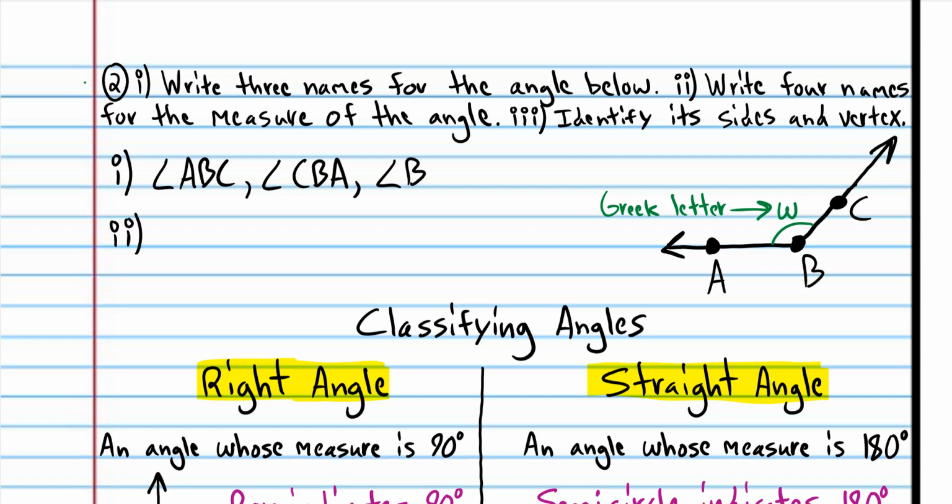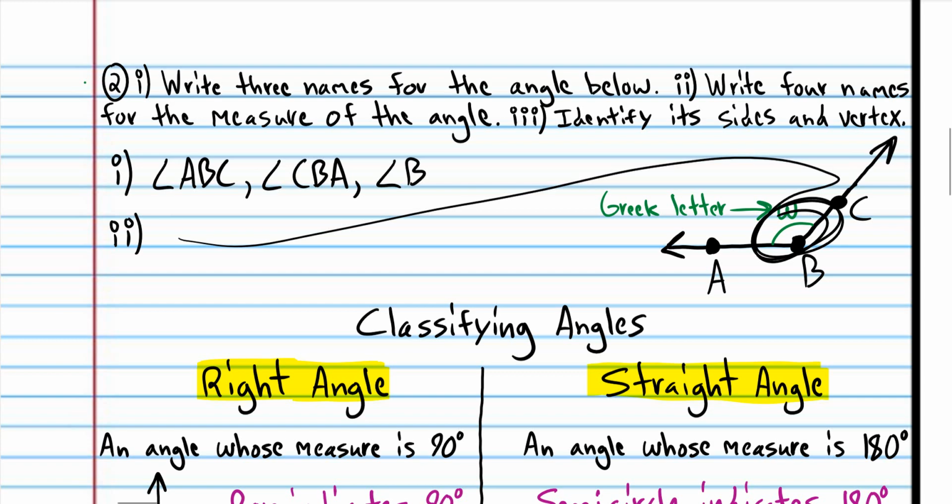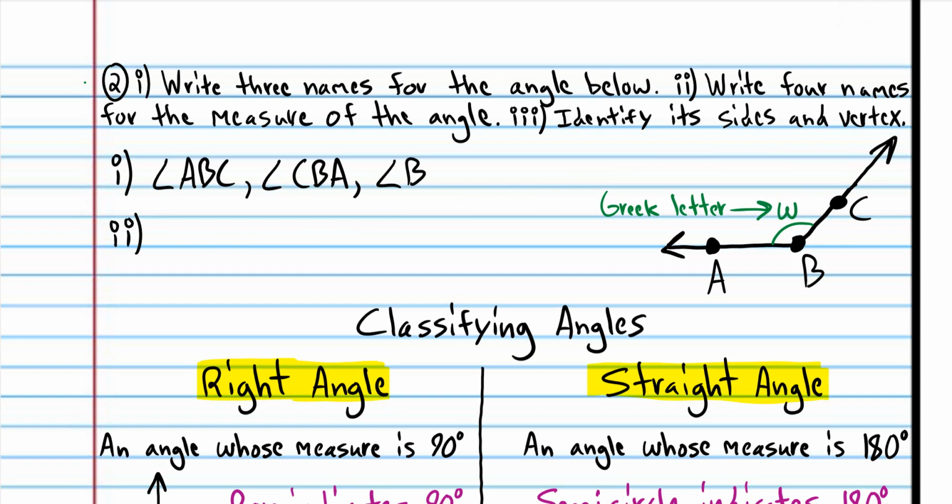Now let's write the names for the angle measures, the actual measure of the angle, which looks to be about maybe 120 degrees, 130 degrees. So the measure of angle ABC is one way to notate that. Measure of angle CBA, and measure of angle B. Those are three different ways.